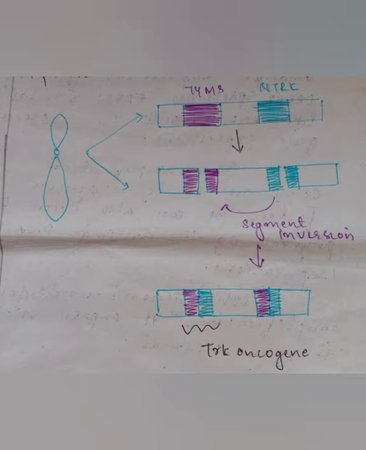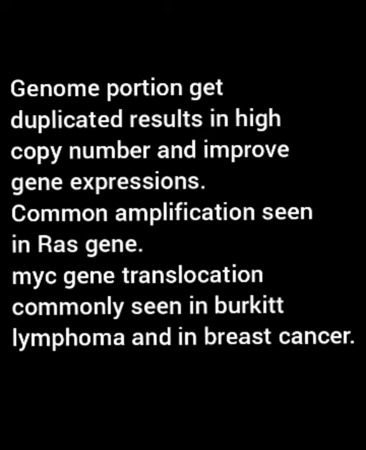Coming next is gene amplification. Gene amplification is another mechanism for the activation of oncogenes. Gene amplification means that whenever a genome portion gets amplified, it may result in a high copy number, and this high copy number may result in elevated gene expression. Usually gene amplification is seen in the RAS gene. Next, c-MYC gene translocation can be seen in Burkitt lymphoma cases as well as in certain cases of breast cancer.